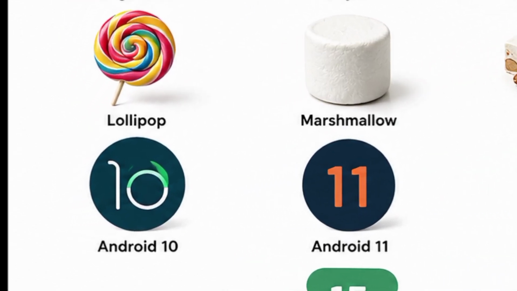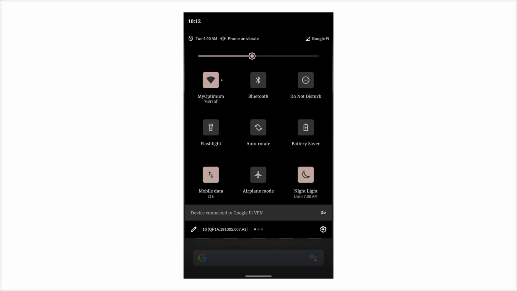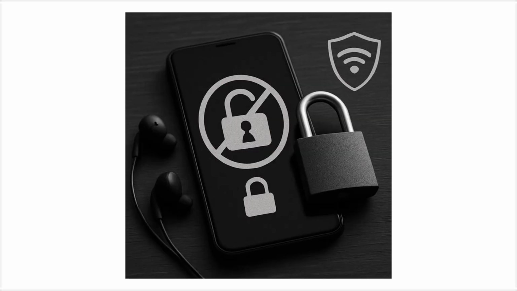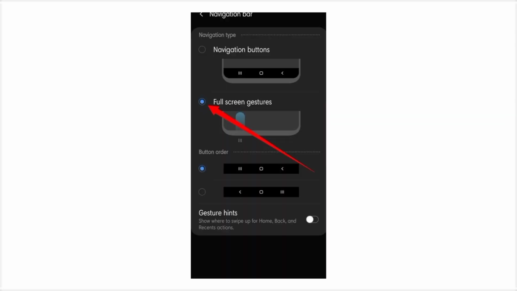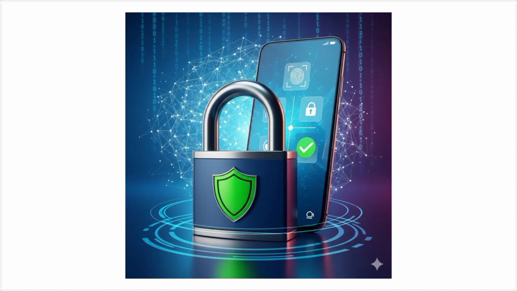Android 10. Android 10 marked the end of dessert names for public branding. It introduced a system-wide dark mode, improved privacy controls, and enhanced gesture navigation. The update reflected Google's growing focus on user security and customization.